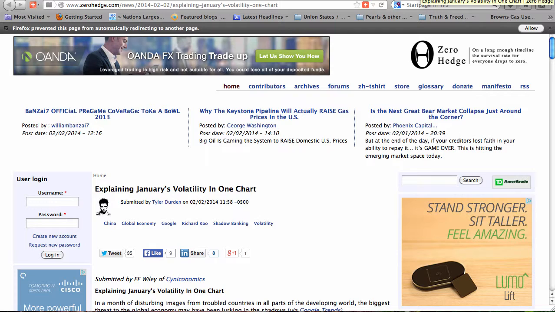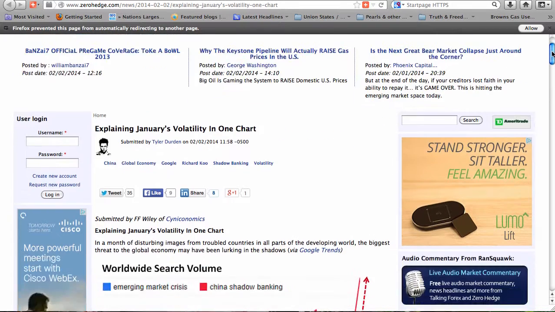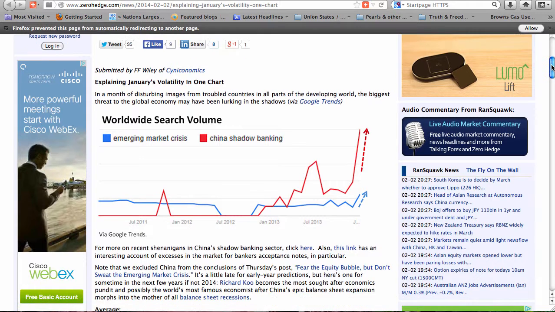Focus this week, explaining January's volatility in one chart. In a month of disturbing images from troubled countries in all parts of the developing world, the biggest threat to the global economy may have been lurking in the shadows. And scrolling down, here is the chart.